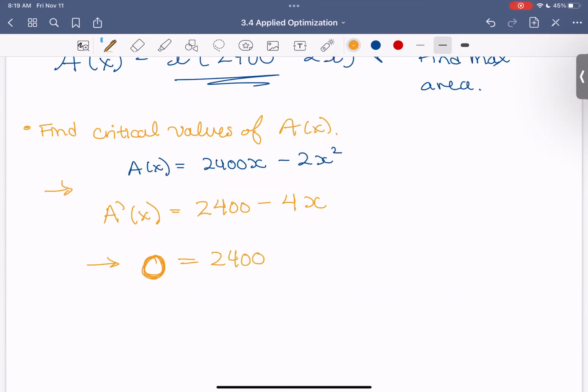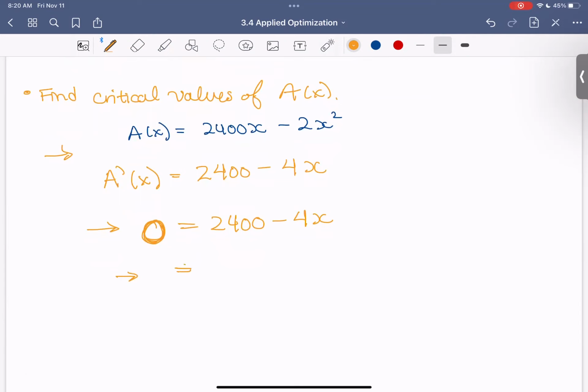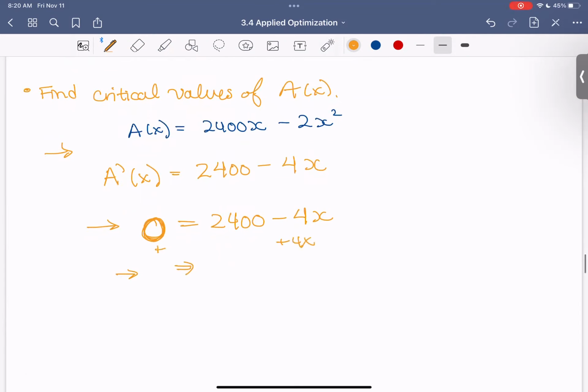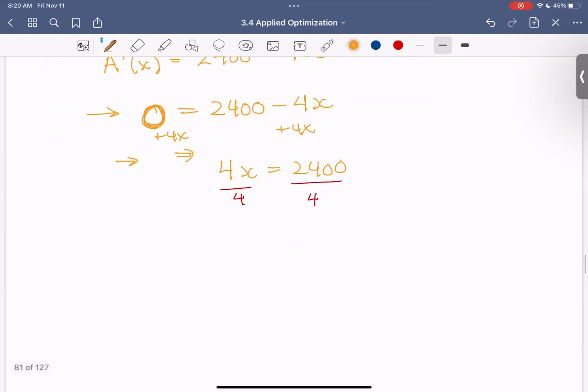So I have 0 equals 2,400 minus 4x. So solving for x, I add 4x to both sides. So I get 4x equals 2,400. I divide both sides by 4. We can get out our calculator, or maybe we can do that one in our head. 24 divided by 4 is 6. So 2,400 divided by 4 is 600. So this tells us x is equal to 600. So x equals 600 is a critical value of our function.